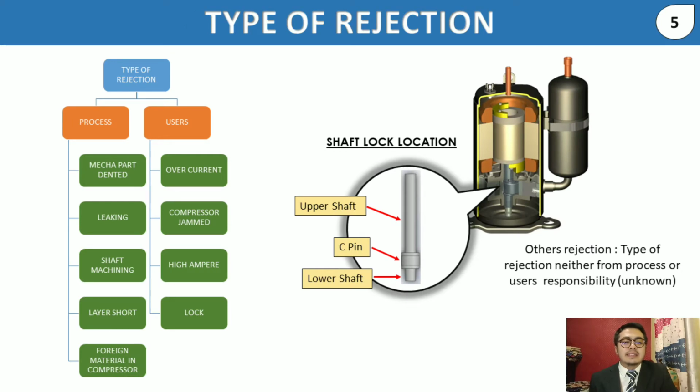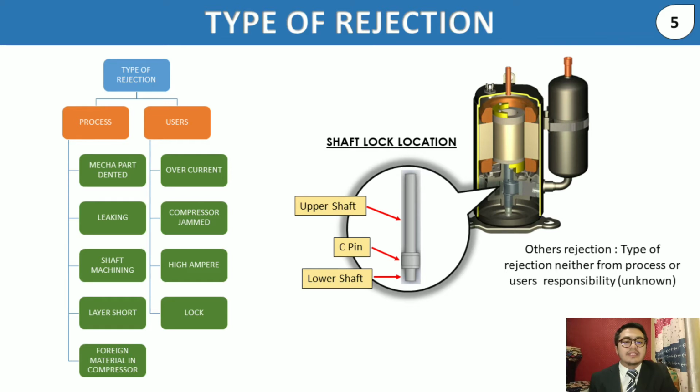This slide is telling about the types of rejection that basically occur related to the assembly process of the air conditioning compressor. This rejection is divided into 2 types, which consist of process and user rejection. The process rejection is a rejection that can be found during the assembly process of the air conditioning compressor. The user rejection is a type of rejection based on customer claims that has passed the inspection test before it was sent to the customer.